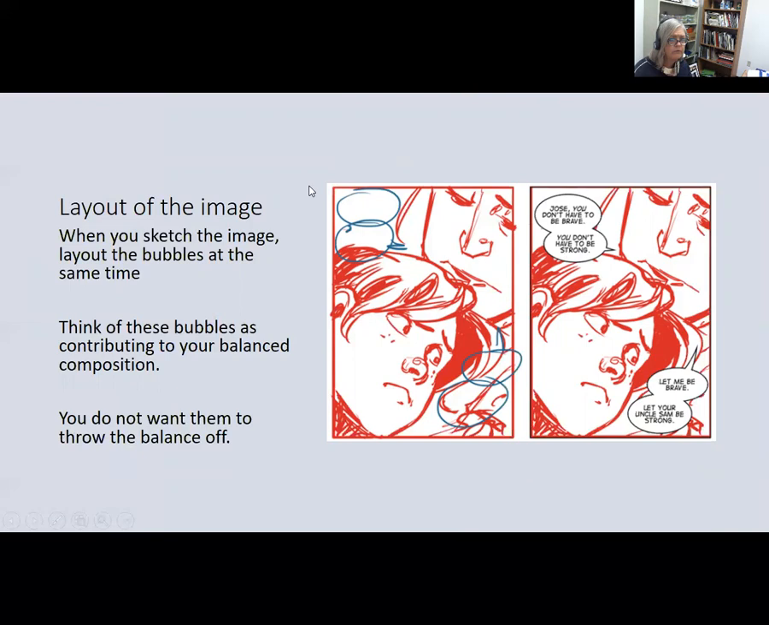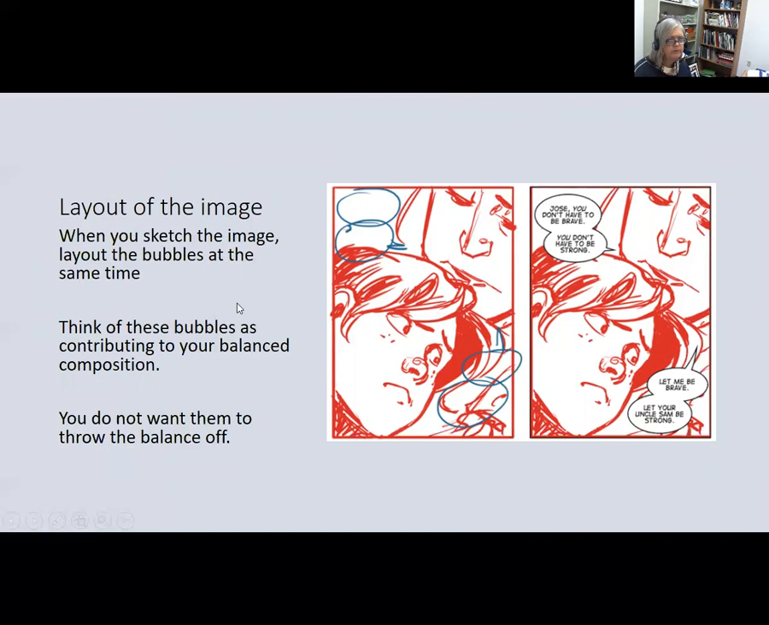And when we talked about balance, symmetrical and radial and asymmetrical balance, you want the speech bubbles to not detract from that, not throw the balance off, but lend themselves to it. So this particular piece, I'm going to suggest that it's radial balance, and this would be the center point where the hair's coming off of that center point, where her nose is coming off of it. So the speech bubbles also are radiating out from that. So we get this circular motion here that's leading our eye all around the image.